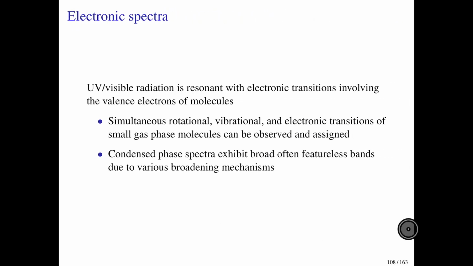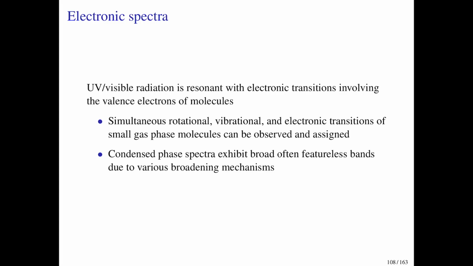This one is on electronic spectroscopy. As we've mentioned in the first spectroscopy lecture, UV-vis radiation is resonant with the electronic transitions involving valence electrons. And so this is a very useful spectroscopy for studying the electrons that are involved in chemical bonds and the ones that would be involved in chemical reactions. So UV-vis is a very important type of spectroscopy.